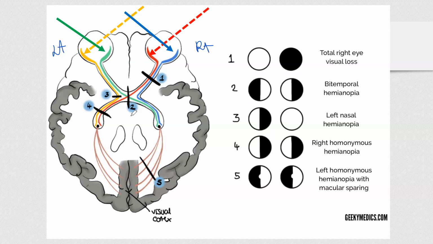Of course, I don't expect you to memorize any of these pathways. Just remember that whatever is lateral, your temporal retina, these fibers do not cross, and fibers from the nasal retina, they cross.